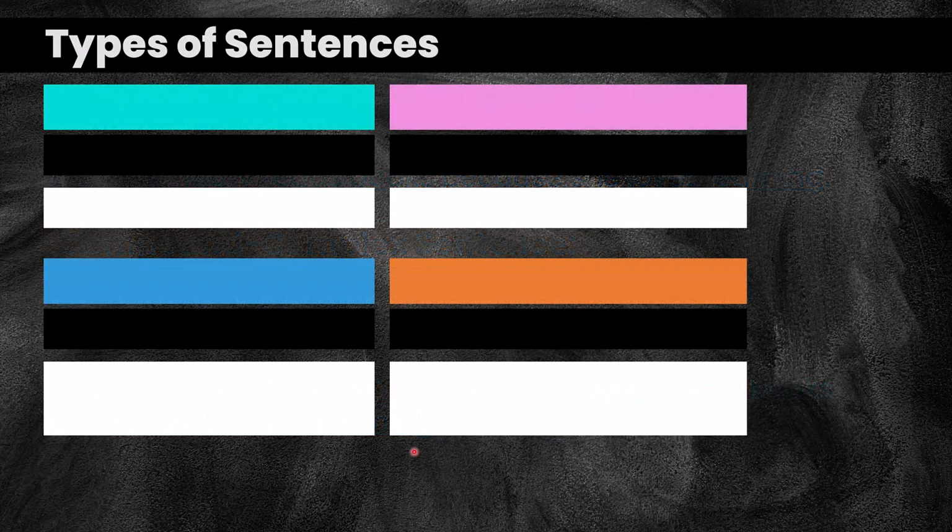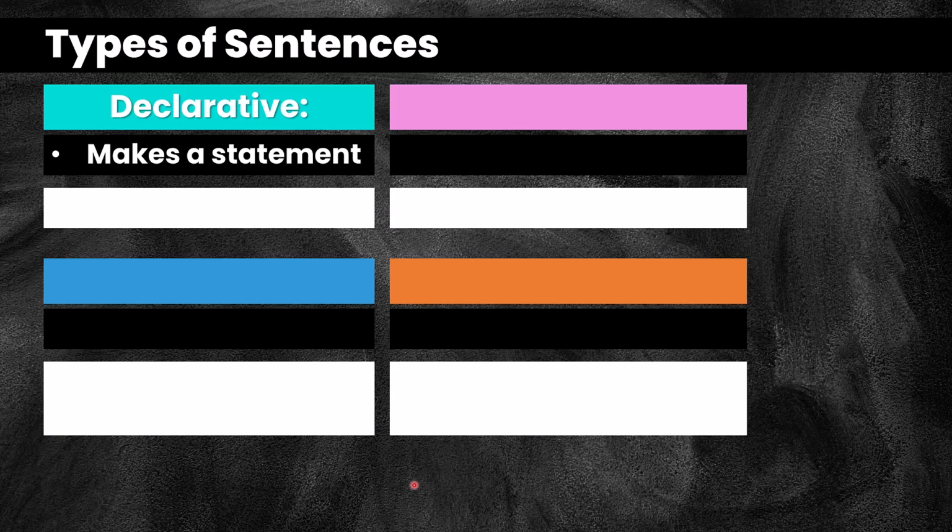Now let's go on to types of sentences. First of all, we have declarative sentences, and a declarative sentence makes a statement. For example, it is sunny. My name is Jennifer. These are statements or facts.